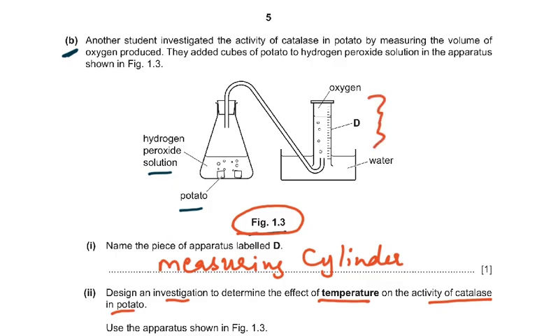This measuring cylinder full of water each time. And then you measure the volume of gas. Then you measure the volume of gas produced in say 1 minute or 2 minutes. And then you compare the volume of oxygen produced at different temperatures. So how much was it at 30, how much was it at 35, and how much was it at 40?